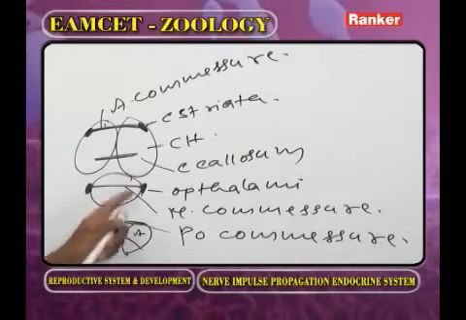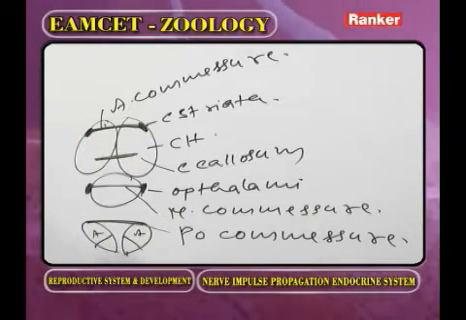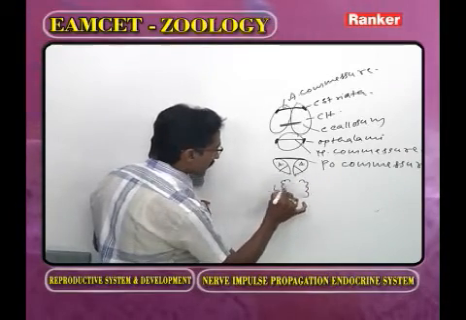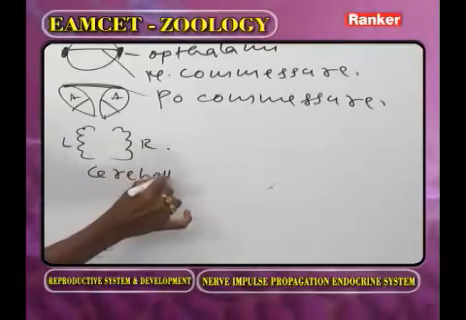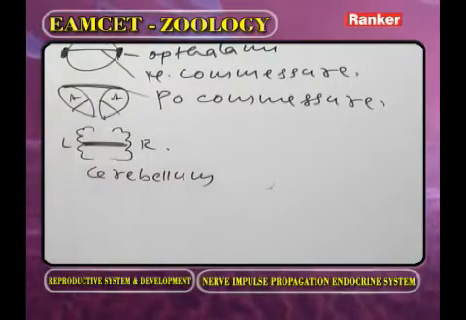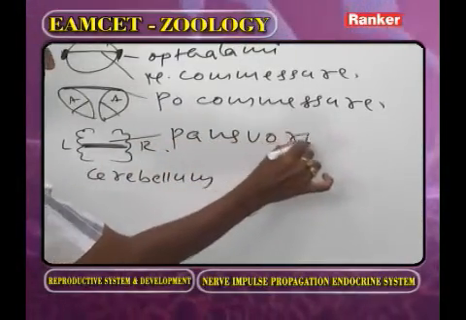posterior commissure. The cerebellum, now this part we call the cerebellum. Now this is the left part, the right part, and this one we call the cerebellum. The right and left parts of the cerebellum are connected by the pons varolii.